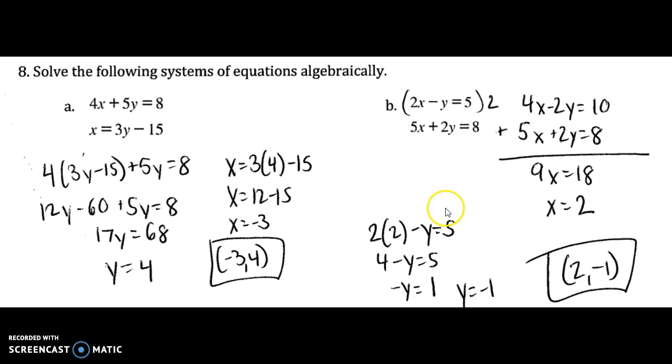And now it's just like the last problem. Once you have one variable, you take this and plug it into either equation. I decided to plug 2 in for x into the top equation, but if you did the bottom one, you should get the same answer here. Just make sure you divide by a negative 1 when you have the negative y is equal to 1.